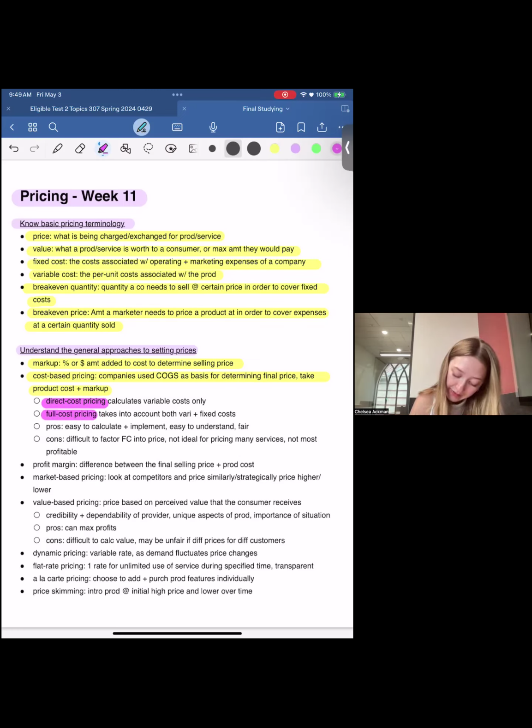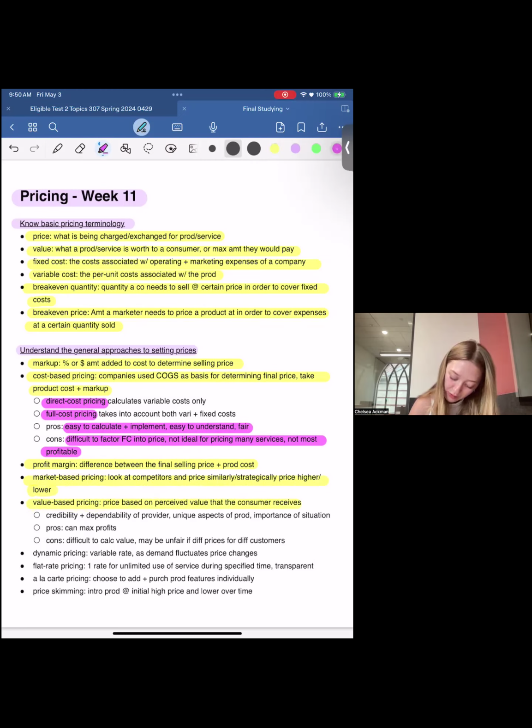It's easy to calculate and implement, easy to understand, and fair. It's difficult to factor fair cost into price, not ideal for pricing many services, and not the most profitable. Profit margin is the difference between the final selling price and the product cost. Market-based pricing, you look at competitors and price similarly or strategically price your product higher or lower. Value-based pricing, you price based on perceived value that the consumer receives.